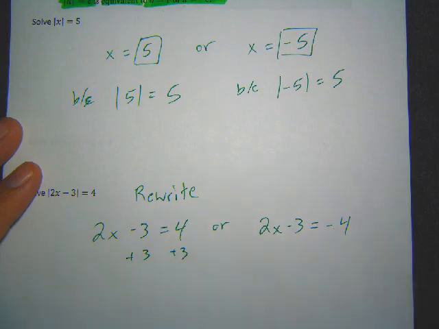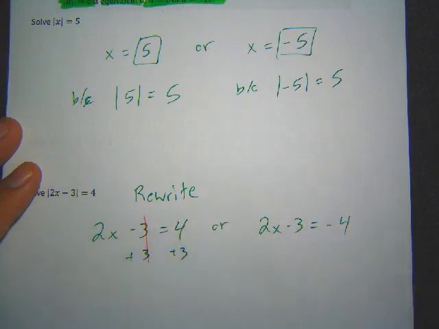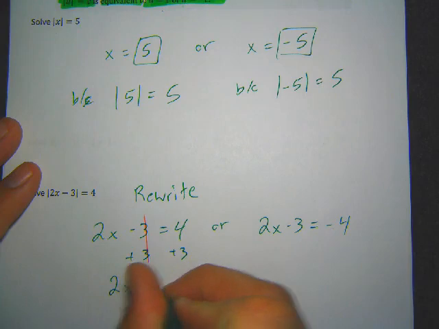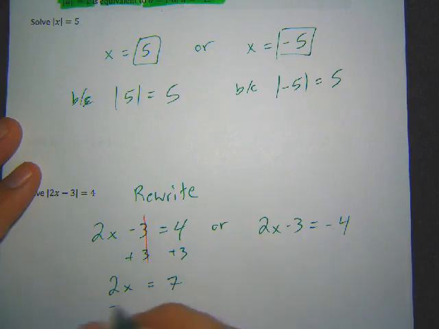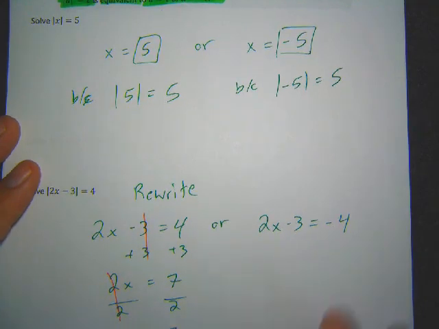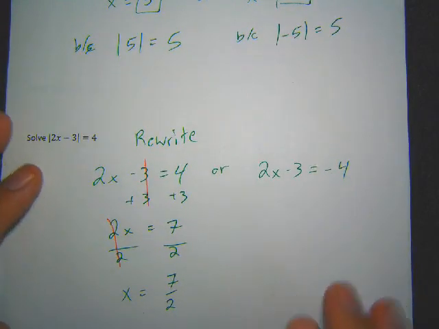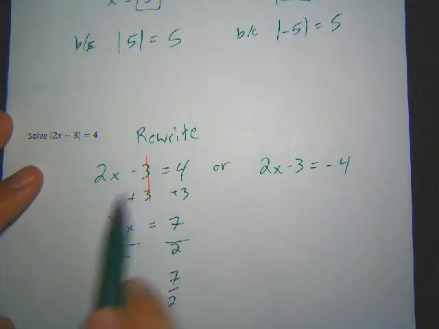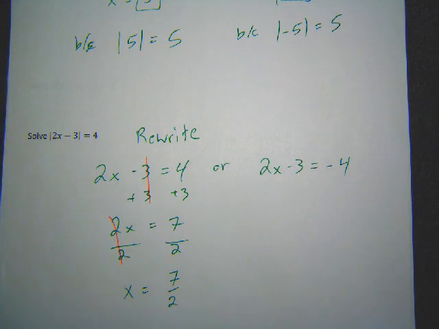I'm trying to get that 2x by itself, so I cancel this. So I get 2x equals 7. I'm going to divide by 2 on both sides to undo this multiplication, so I can get rid of that 2. So I get x is 7/2. So that's my first answer. You know, the 7/2 is going to make it 4. And you can check these. These are equations. You can go back and check them.